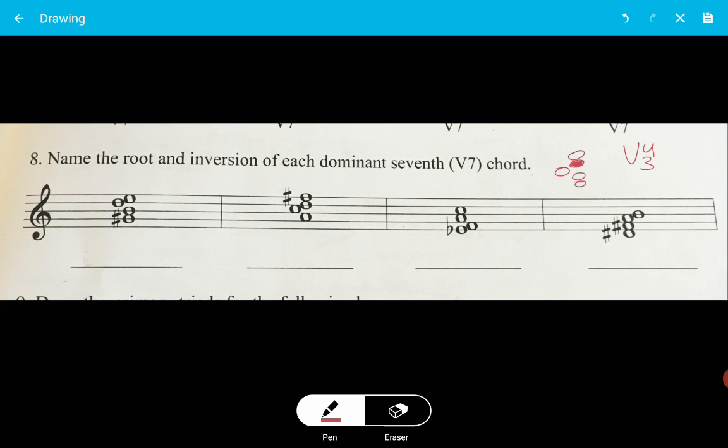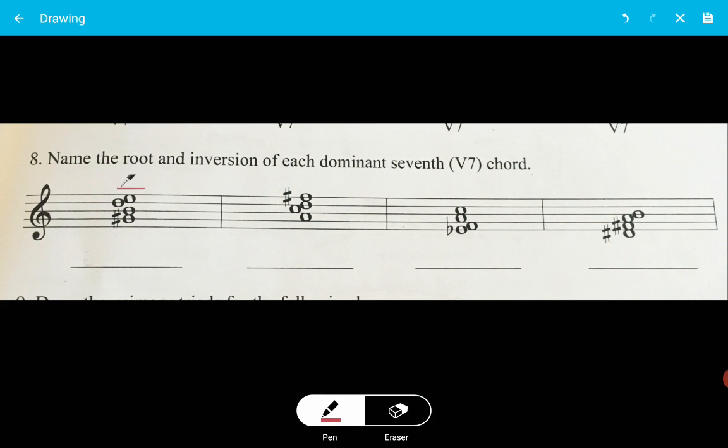Okay, and then you have something else called 4-2. And in this case, it's going to look like this, and your root in this case is going to be right here. Okay, so that was the quick reminder of what the inversions are for a seventh chord, and now the rule of thumb. To be able to tell the root, you only have to look at the second, okay?